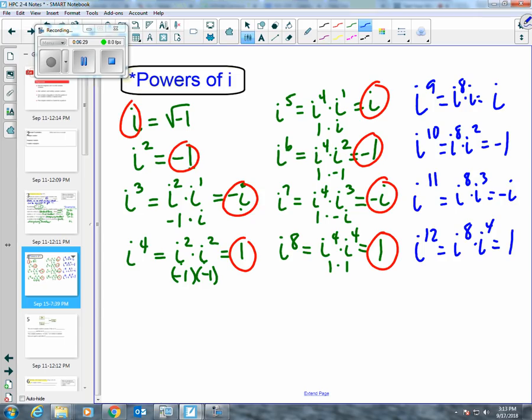So we should be able to figure out bigger and bigger powers of i based off of what that pattern is, so we can do some simplifying and solving. Kind of a cool thing to be able to deal with. So we'll look at powers of i.